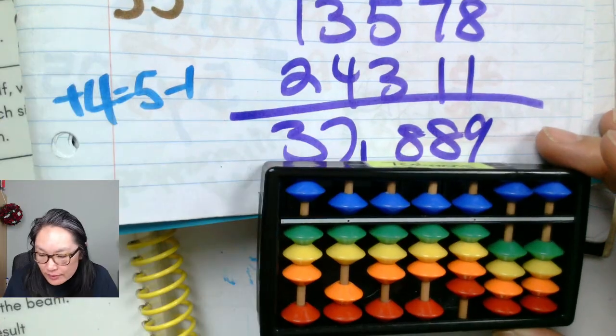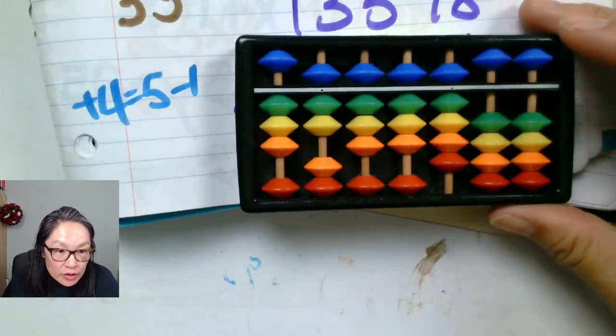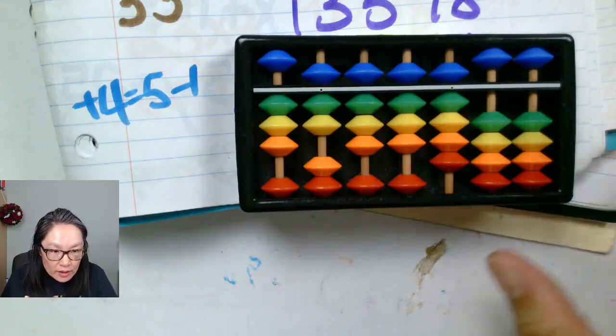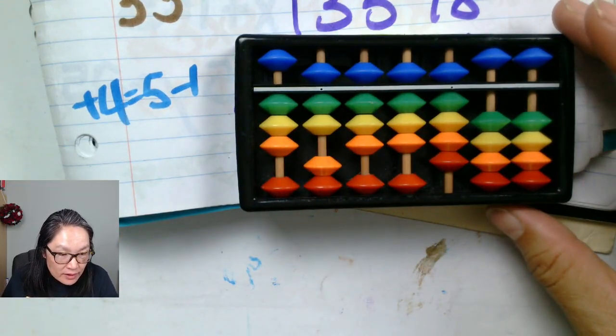And that's the beauty about learning abacus. It will tell you whether or not you can do it. And you focus on one column at a time. Don't focus on the whole thing. Focus on one column.